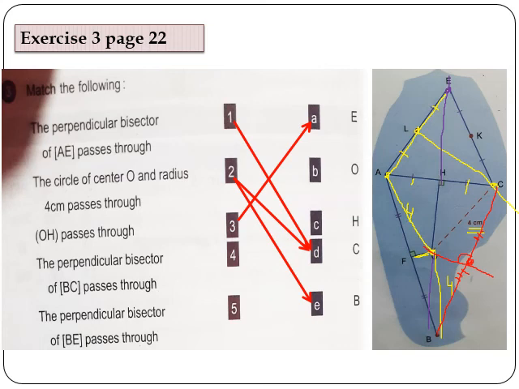Now the perpendicular bisector of BE passes through what? This is BE. For this perpendicular bisector, I have to first locate the midpoint of BE, and then I can say it passes through point H if H is the midpoint. But here H is not the midpoint of BE. So the perpendicular bisector of BE doesn't pass through any of these points.